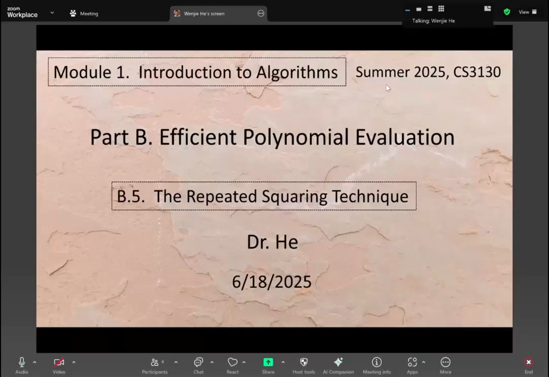Method. Sometimes it can do better than Horner's rule, but most of the time, Horner's rule is better. But I also want you to compare 3 methods. All right.